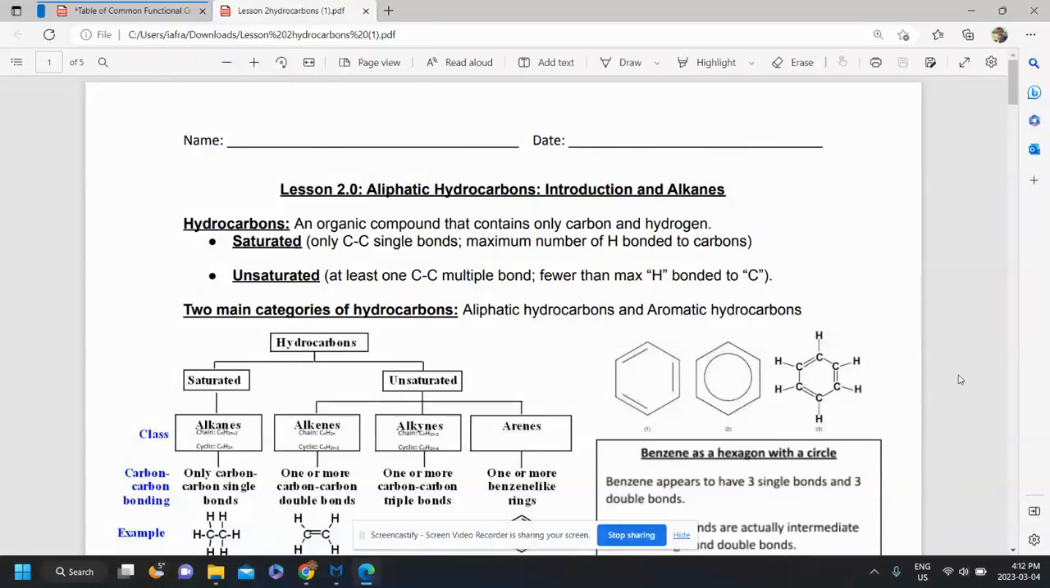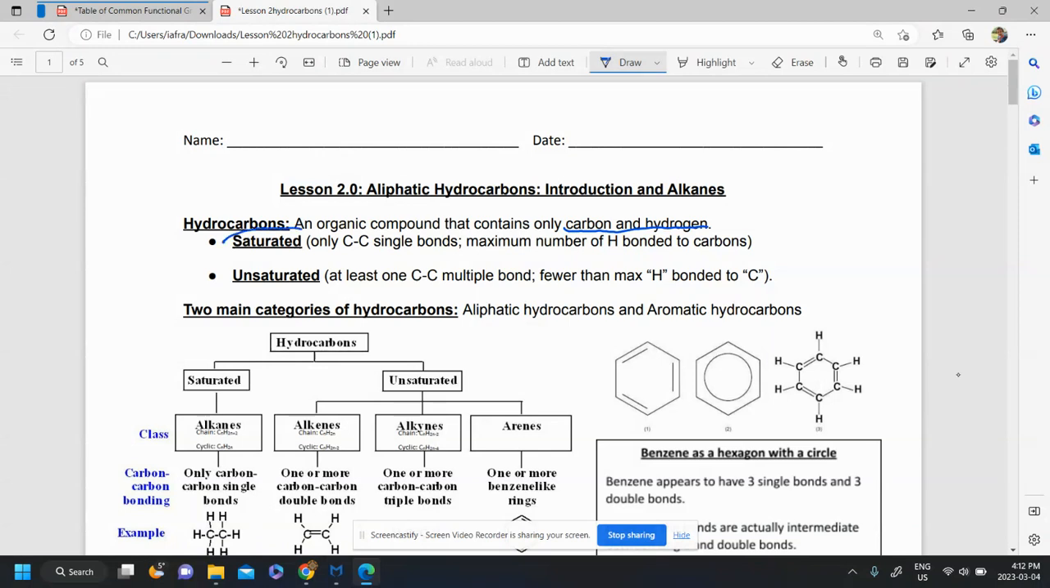In this video, we're going to learn about hydrocarbons, and our focus is going to be on what's called aliphatic hydrocarbons, specifically the alkanes. So first, let's take a look at what a hydrocarbon is, the many different types that exist, and then the categories. So hydrocarbons, in the simplest sense, are organic compounds that contain only carbon and hydrogen, nothing else. There are different types of hydrocarbons that exist.